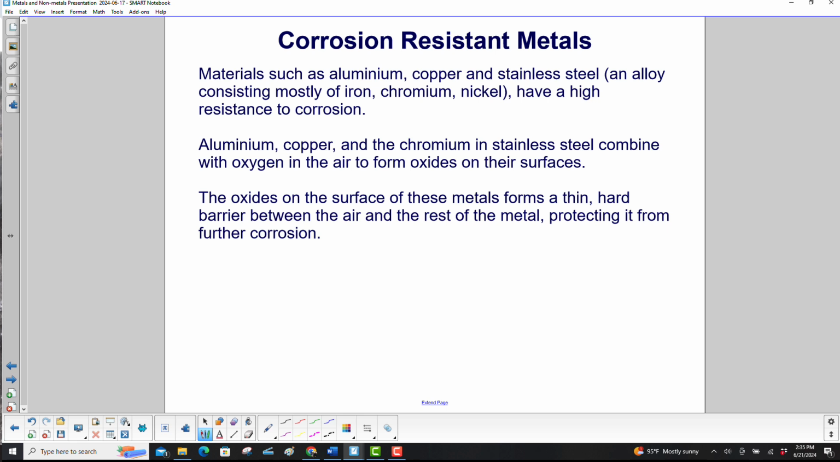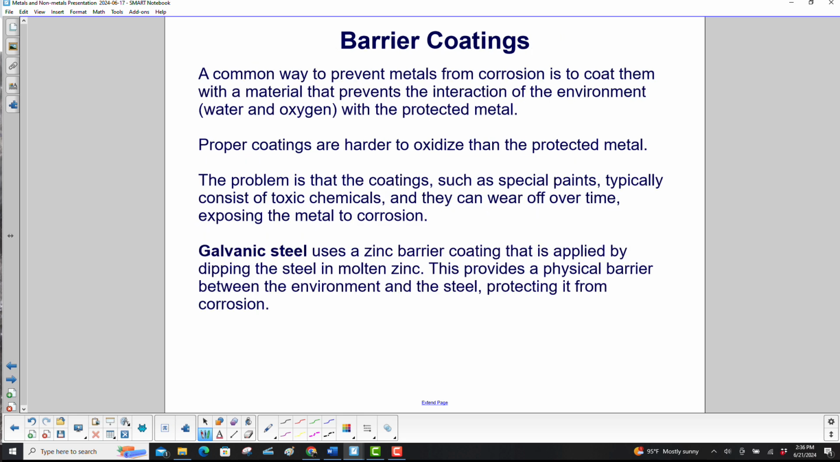Aluminum, copper, and the chromium in stainless steel combine with oxygen in the air to form oxides on their surfaces. The oxides on the surface of these metals form a thin, hard barrier between the air and the rest of the metal, protecting it from further corrosion. Another way to prevent metals from corroding is to coat them with a material that prevents the interaction of the environment, water and oxygen, with the protected metal. Proper coatings are harder to oxidize than the protected metal.